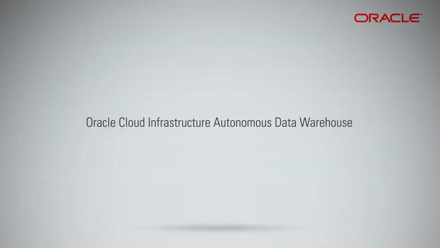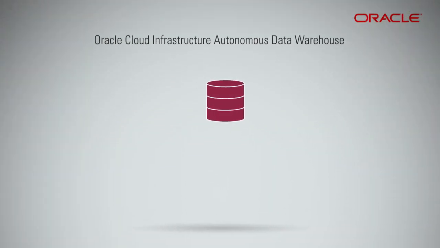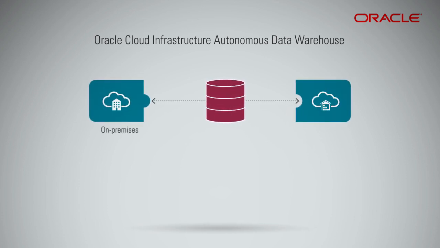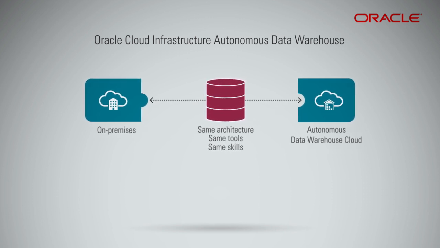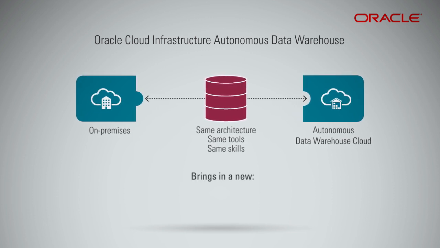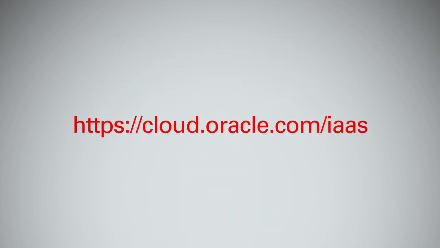Autonomous Data Warehouse Cloud uses the same Oracle database software and technology that runs your existing on-premises marts, data warehouses, and applications, making it compatible with all your existing data warehouse, data integration, and BI tools. In summary, Oracle Cloud Infrastructure Autonomous Data Warehouse brings in a new standard of simplicity and a new level of self-service.